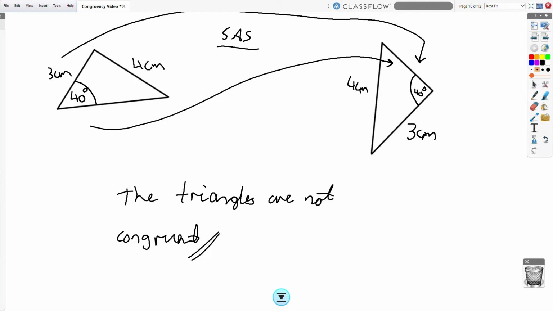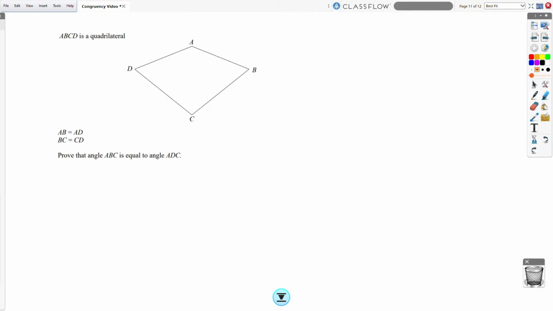And last, we'll do another exam question just to finish off. So we've got an irregular quadrilateral here. It says prove that angle ABC is equal to angle ADC. We're given that AB is equal to AD, so let's put two lines there. And then BC, double line, is equal to CD. We need to prove that angle ABC, let's label that X, is equal to angle ADC, let's label that Y.